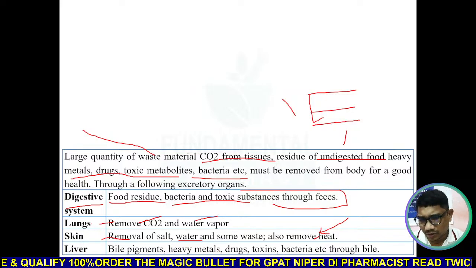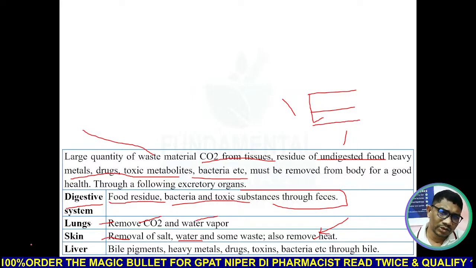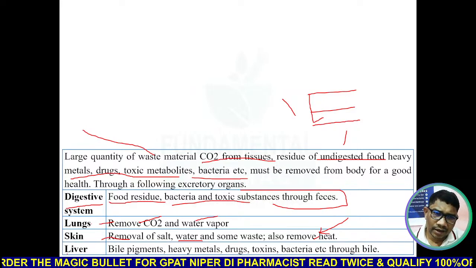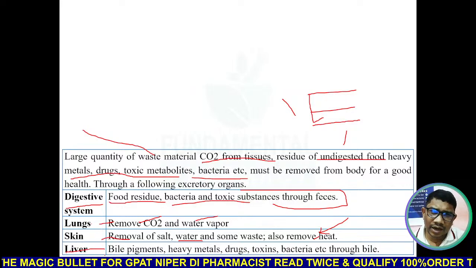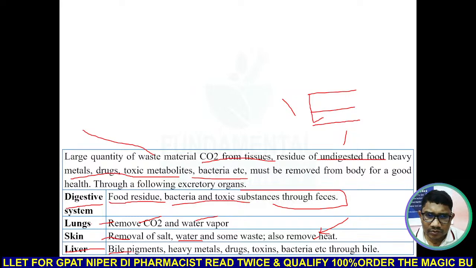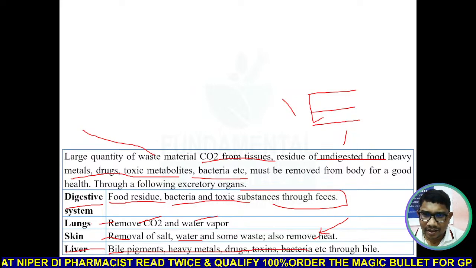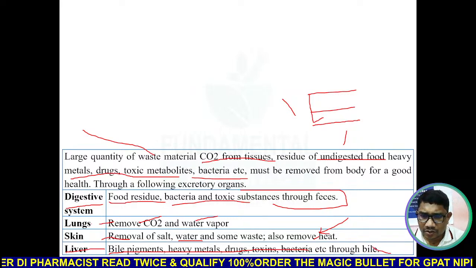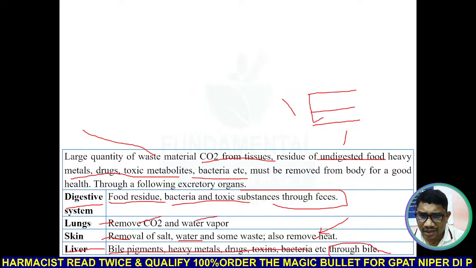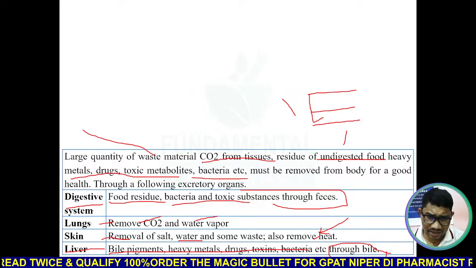Your liver is also there. Liver is a metabolic factory of your body. Liver का काम क्या होता है कि मेटाबॉलिज्म करना, सिंथेसिस करना, ब्रेक डाउन करना. But along with that, it also produces the bile pigments, heavy metals, drugs, toxins, bacteria. They are also removed through bile. So liver is also having excretory function. So these are the systems which have excretory function.